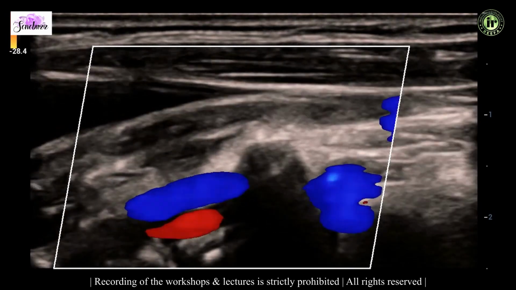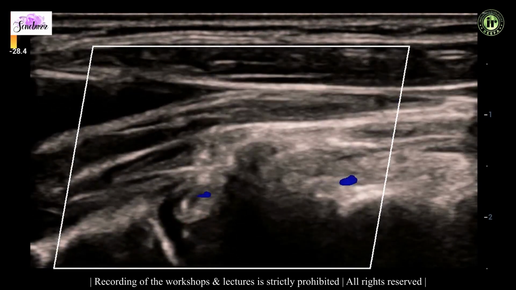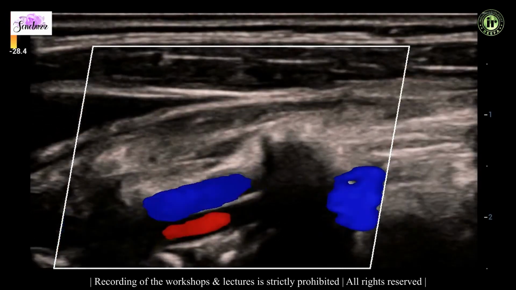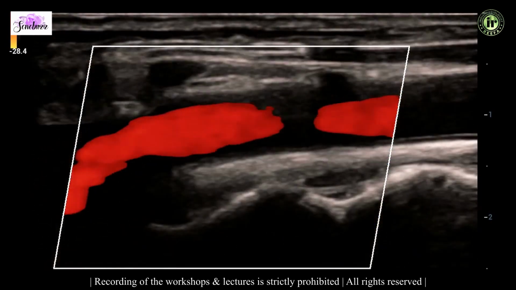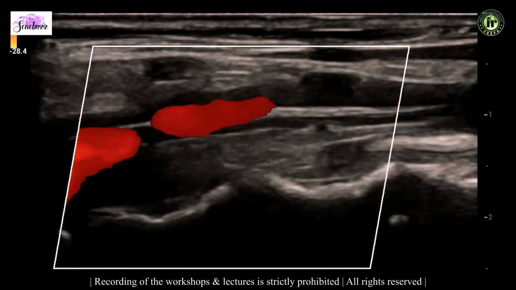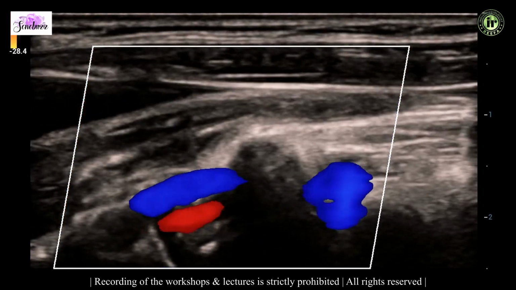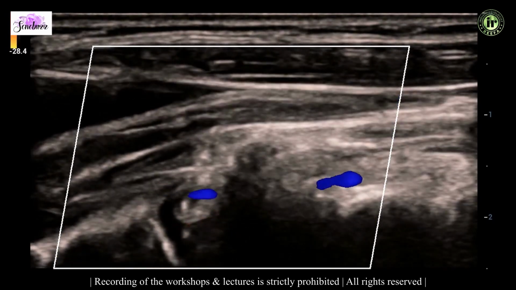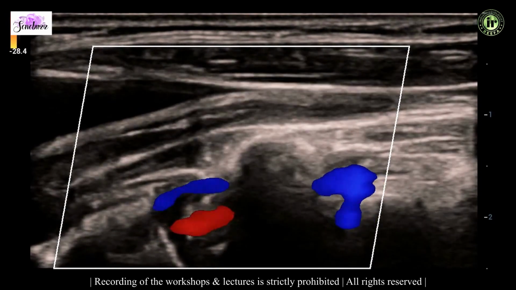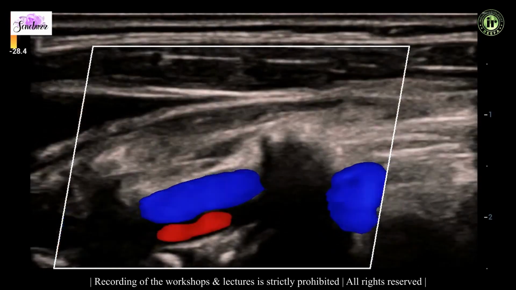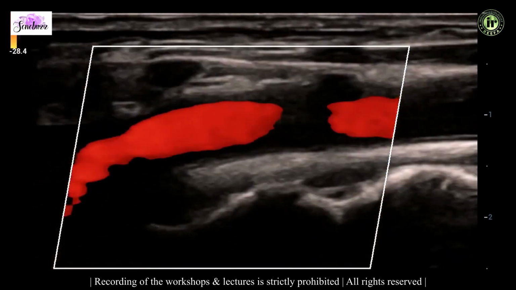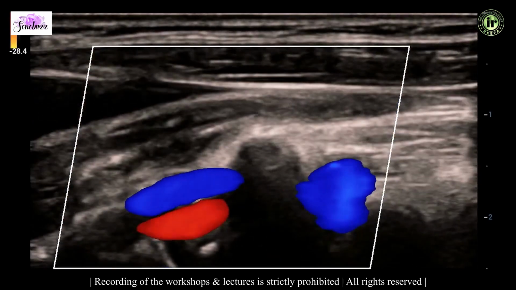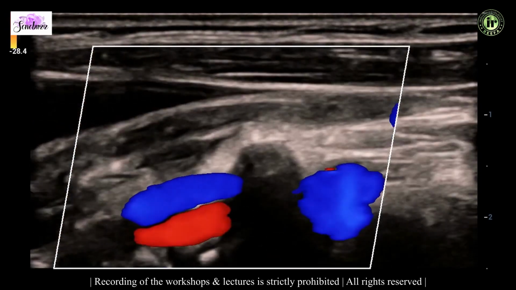Decrease. And they need to be searched for in between the transverse processes. On B mode alone, you can see that very well. If the vertebrals are not seen, then probably it could be hypoplastic, which is a normal variant, or they could have a stenosis at the origin of the vertebral artery or an occlusion at the vertebral artery. But it is easy to look at the vertebrals just between the transverse processes. And similarly, you're going to trace the left side as well.